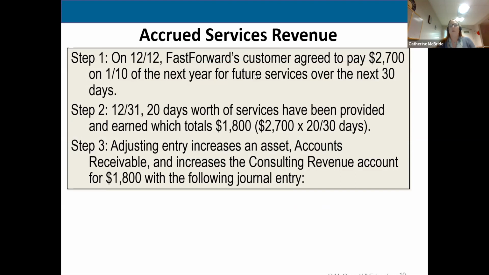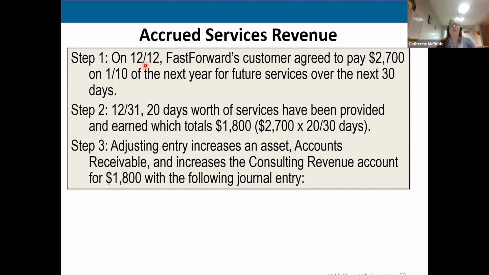So here we have a customer that agreed to pay $2,700 on January 10th of the next year. So on December 12th, they agreed to pay $2,700 in January for future services over the next 30 days. So starting on December 12th, we begin to provide services. So we've provided services from December 12th through December 31st, and we have not recorded any revenue because we would typically end up recording it when they pay us on the 10th of January.